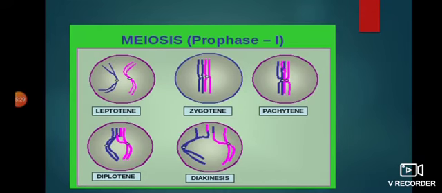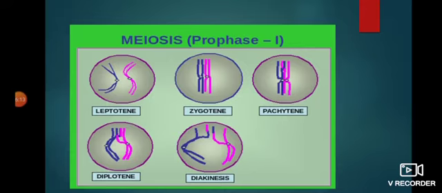Here you can see the pictures about the prolonged prophase 1 of meiosis 1. First one leptotene. Here the chromosomes are thread-like. Second stage is zygotene. Here you can see the paired chromosomes, the pairing of homologous chromosome, that is called synapsis. Then the third one is pachytene. You see the crossing over between the homologous chromosome. Then the diplotene stage. Here you can see the terminalization. Then during diakinesis, the cell is ready for the next stage.